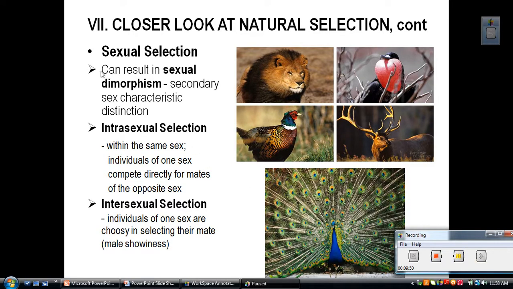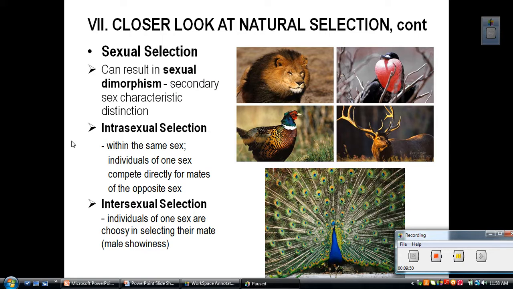Okay, Charles Darwin was the first to explore the implications of sexual selection, which is a form of selection in which individuals with certain inherited characteristics are more likely than others to obtain mates. So it can result in sexual dimorphism, which is a difference between the two sexes in secondary sex characteristics. These distinctions include differences in size, color, ornamentation, and behavior.